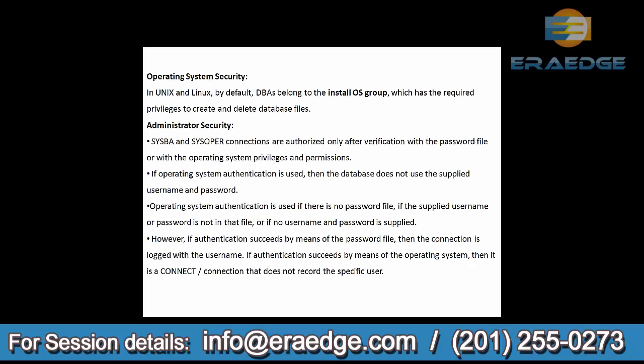Okay. However, if authentication succeeds by means of the password file, the connection is logged in with the username. Right. Generally, with password authentication, you have to give a username and password. Whereas for operating system authentication, you can even log in without providing a username and password. That is why external authentication does not record the username. If authentication succeeds by means of the operating system, then it is a connection that does not register the user. Okay.